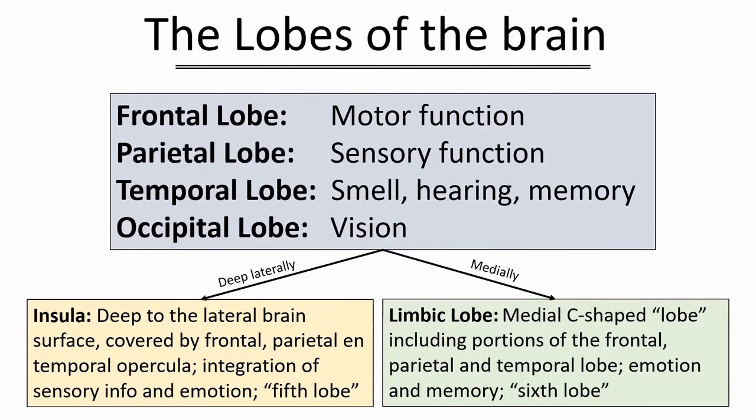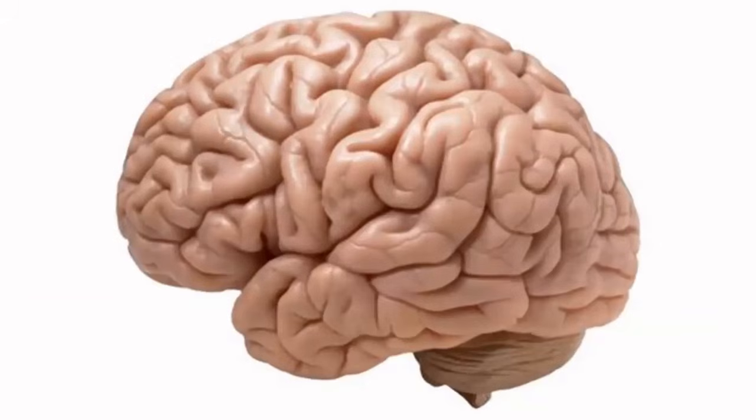Then on the medial side, we have a potential sixth lobe, which is the C-shaped limbic lobe, which includes portions of the frontal and parietal lobe on the midline. But if we were to look a little bit more off midline, medially in the temporal lobe, we will also find parts of the limbic lobe there. And the limbic lobe plays an important role in emotion and memory.